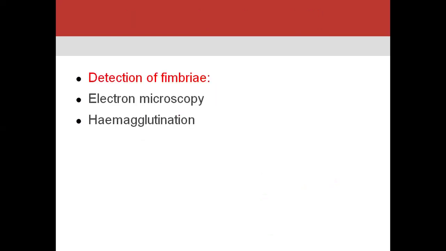Detection of fimbriae. How can we detect the fimbriae? Fimbriae can be detected by electron microscopy and hemagglutination. What is hemagglutination? These fimbriated bacteria agglutinate with RBCs of guinea pigs, fowl, horses, and pigs, and human and sheep cells also, but weakly. This property of hemagglutination is a simple method for detecting the presence of fimbriae.